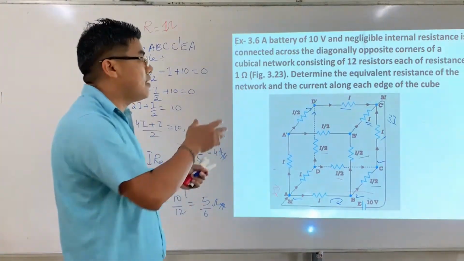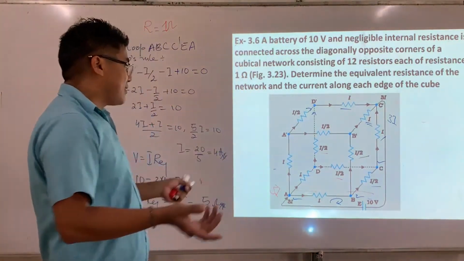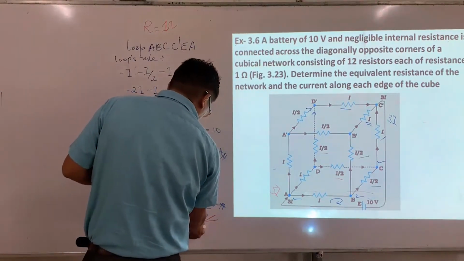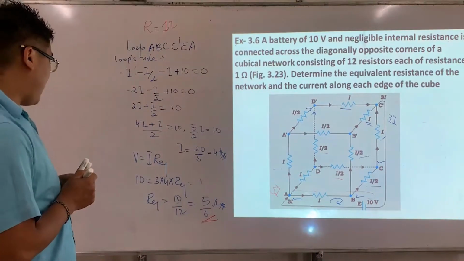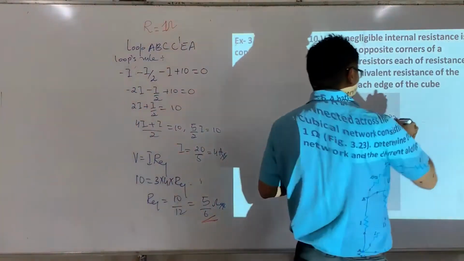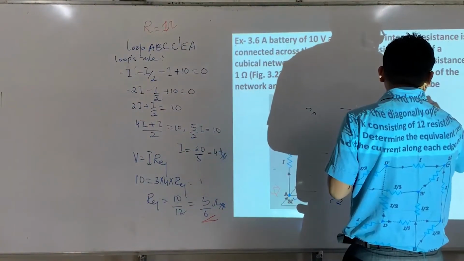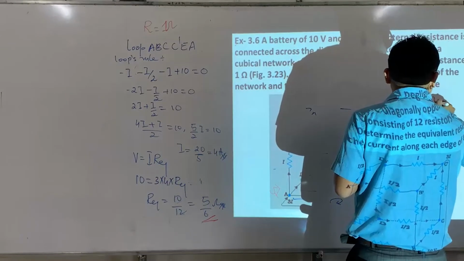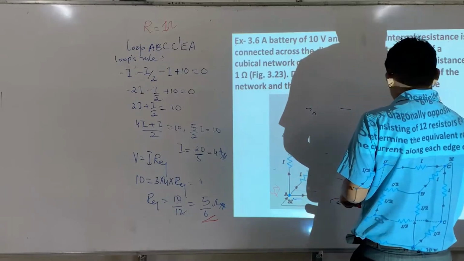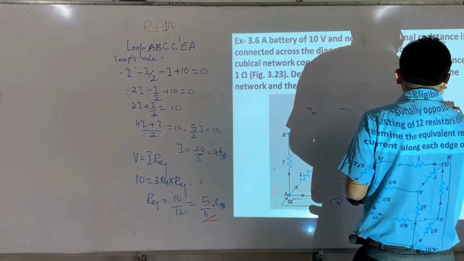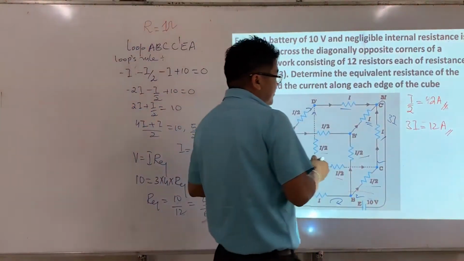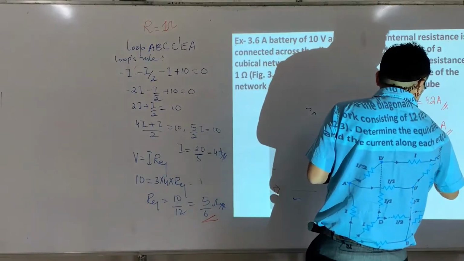Very easy to find the equivalent resistance. Otherwise, if you go ahead and check which are in parallel, it is going to be very complicated. So the equivalent resistance is 5 by 6 ohms. I is going to be 4A, I by 2 is going to be 2A, and 3I is going to be 12A. So this is what I have. In each branch, 2A, then I is 4A.